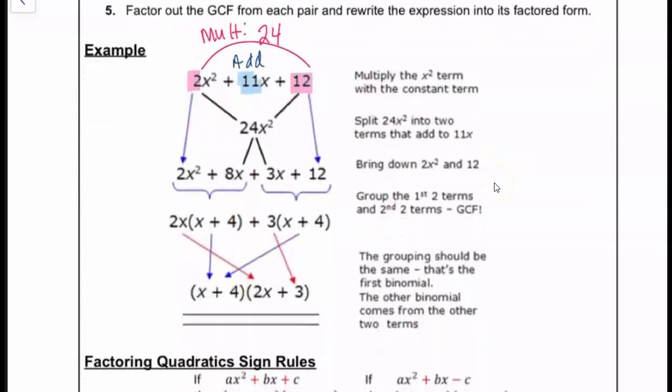And so if you had split up your values of 24 and 1, 12 and 2, 8 and 3, 6 and 4, you would say, okay, which of these add? And you know it's adding because your multiply number is positive. So which of these add to be 11? Well, it ends up being 3 and 8.